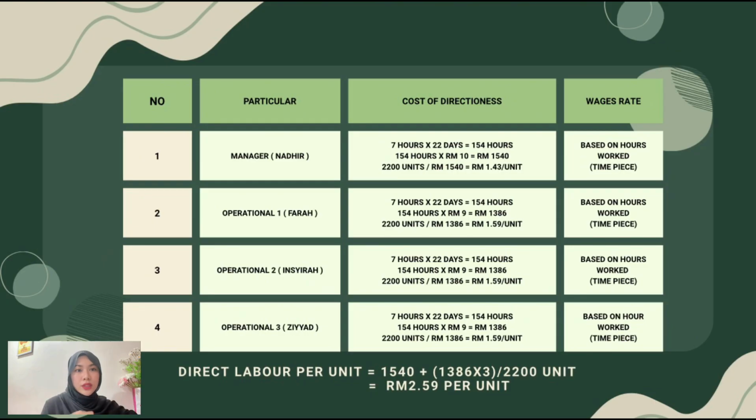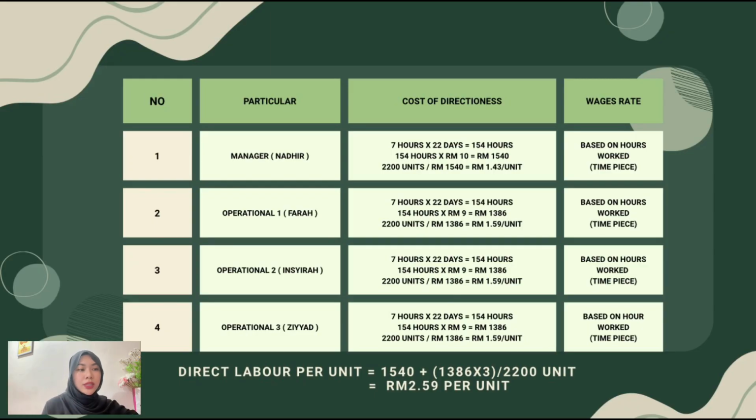The manager works 7 hours a day for 22 days, which gives us a total of 154 hours. With the manager's hourly rate of RM10 per hour, 154 hours multiplied by RM10 gives 1,540 per month. Now to calculate the cost per bouquet, 1,540 divided by 2,200 units. So the total for each bouquet that the manager gets is RM1.43 per unit only.